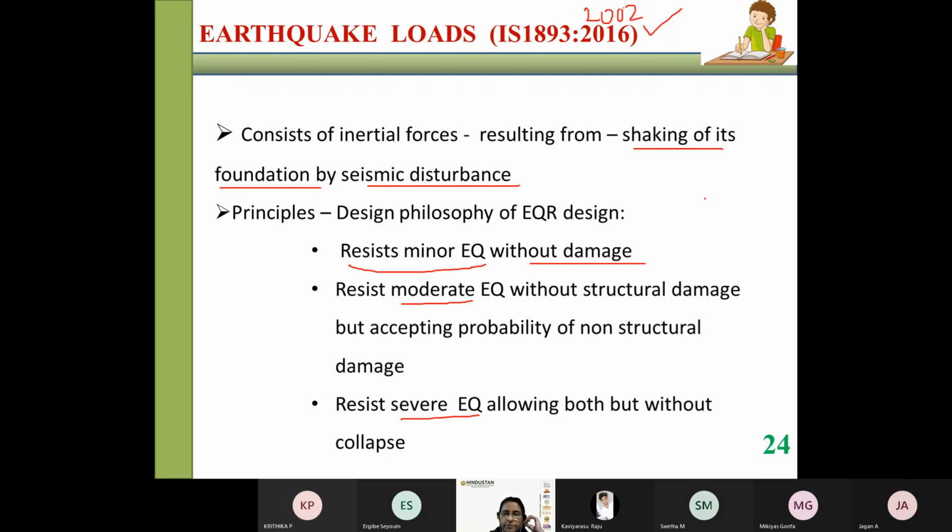A minor earthquake means an intensity less than around 4, say less than 3 magnitude; we can call it a minor earthquake. A moderate earthquake can be between 3 to 5. A severe earthquake is usually greater than that; if it is 6, it is 100%, we call it a severe earthquake.